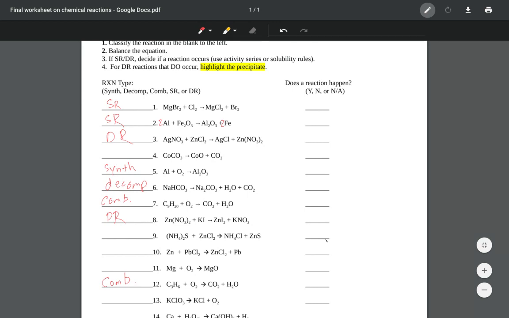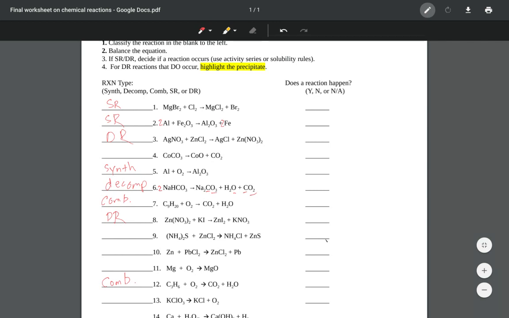You've got 1 sodium on the left, 2 sodiums on the right. So you put a 2 right there. We then have 2 hydrogens on the left, 2 hydrogens on the right, 2 carbons on the left. 1 plus 1 is 2 carbons on the right. And then we have 6 oxygens on the left, and then we've got 3 plus 1 plus 2, which is 6. So that equation is now balanced just by putting a 2 out in front.